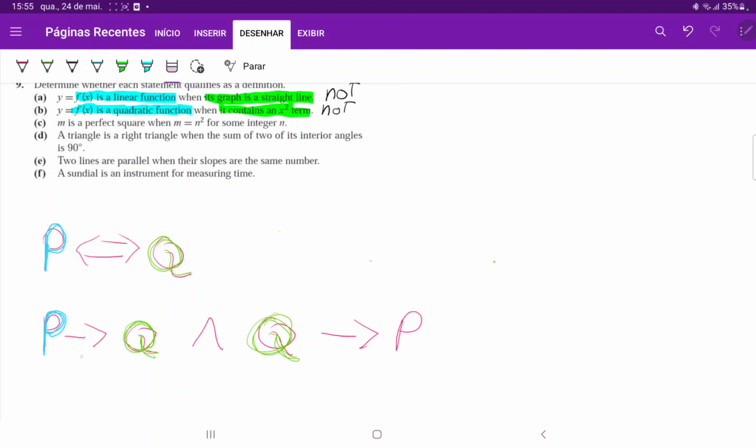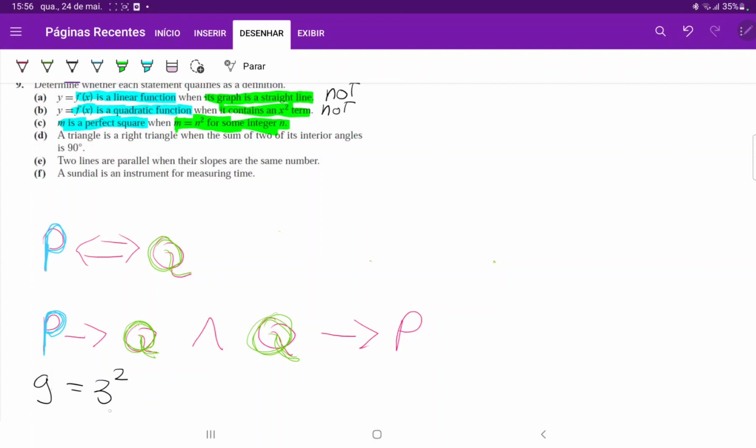All right, so let's look at item C. For C, our P is, M is a perfect square, right? So our P, let me highlight that. And our Q is, M is equal to n squared for some integer n. So is this true or not? Let's think about it. If P then Q: if M is a perfect square, then M is equal to n squared for some integer n, right? That's the definition. So 9 is a perfect square because 9 is equal to 3 squared, right?